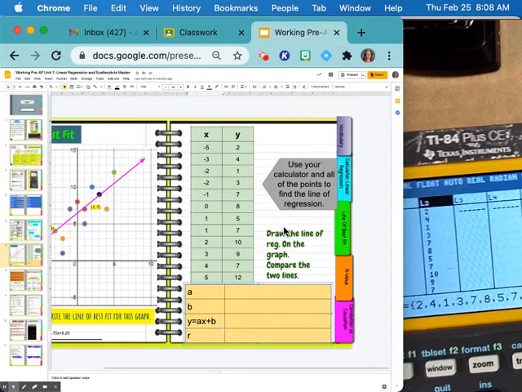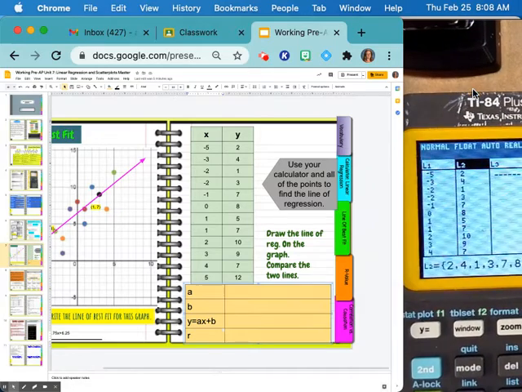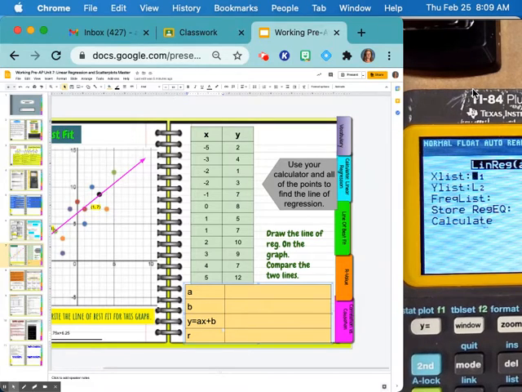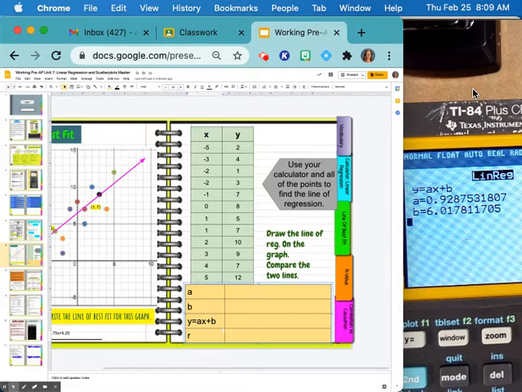So let's go ahead and do the linear regression. We'll go to Stat, Calc, linear regression. Okay, so this is what we get. So we need to write this. So what is the A value? The A value is 0.9293, because we're going to round it to the nearest hundredth, so 0.93. Okay, and then the B value? 6.02. Yep. So then our equation.